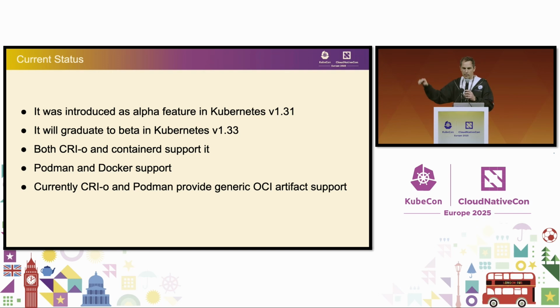Here is the current status. It has been introduced as an alpha in Kubernetes 1.31, and it will graduate to beta in 1.33. CRI-O and containerd support that, as well as Podman and Docker. CRI-O and Podman are also starting to support generic OCI artifacts, so it doesn't need to be a container image. It can be a generic OCI artifact.